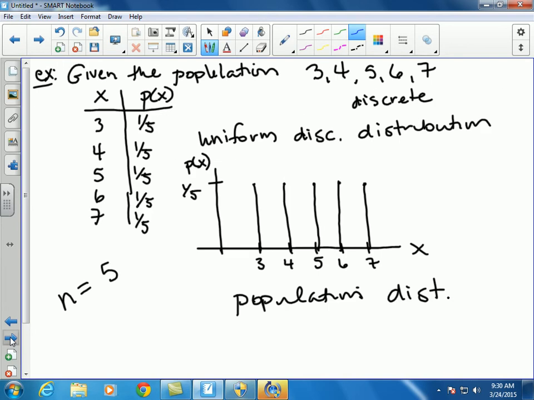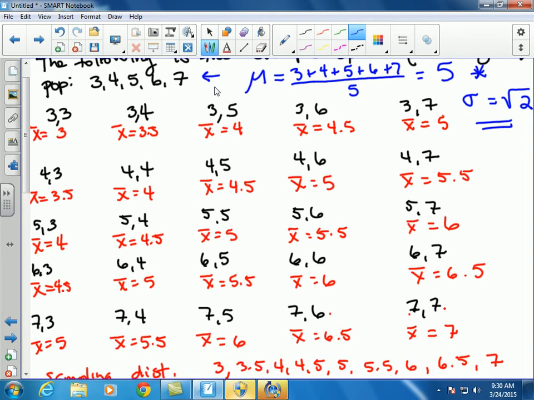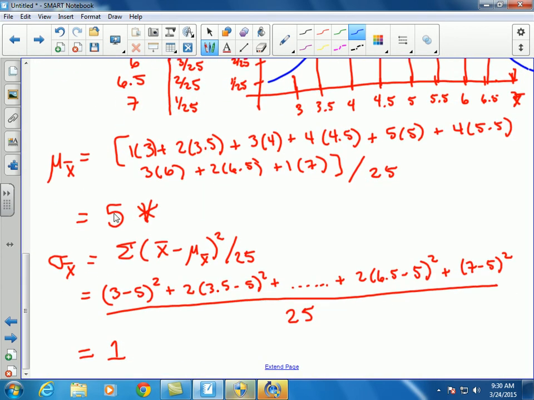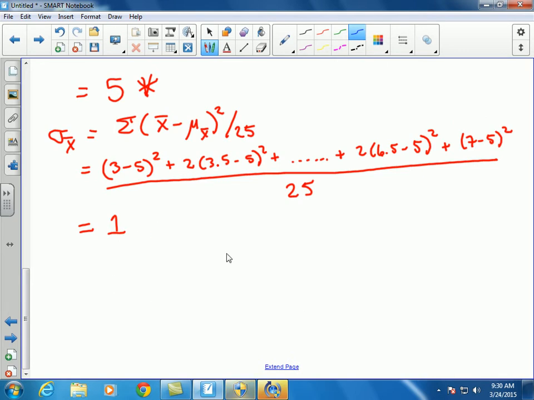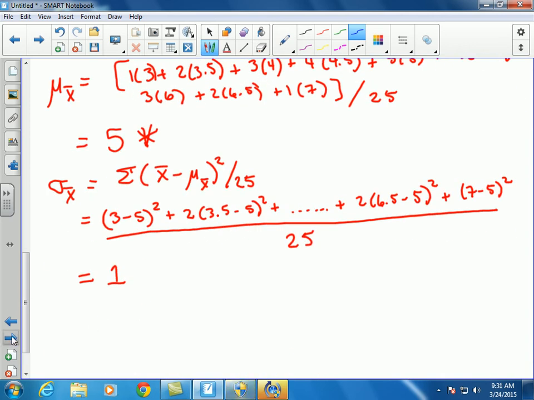Okay, so in hindsight, no matter what the distribution of the overall population is, if you take every single sample of any size, in this case we just did size 2, the mean of the sampling distribution is the same as the mean of the population, and the standard deviation is the standard deviation of the population divided by the square root of n. Okay, so we're going to use this for some examples.